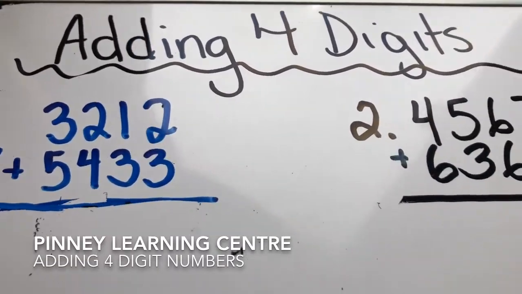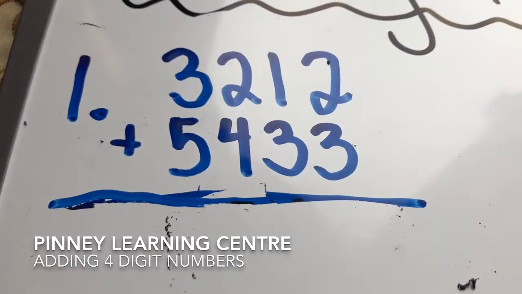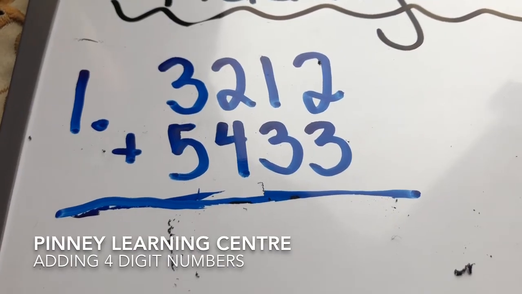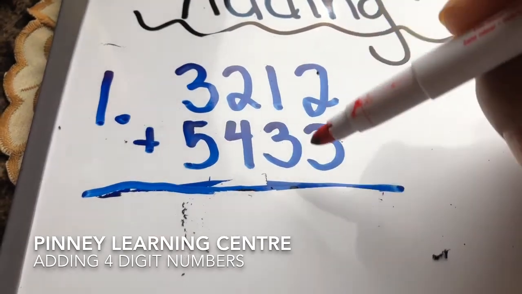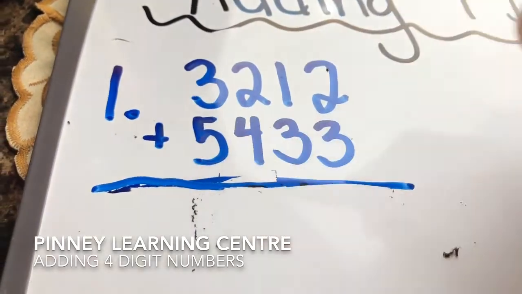Today we will look at adding four-digit numbers. Question 1, 3,212 plus 5,433. This is the ones column, this is the tens column, hundreds and thousands.